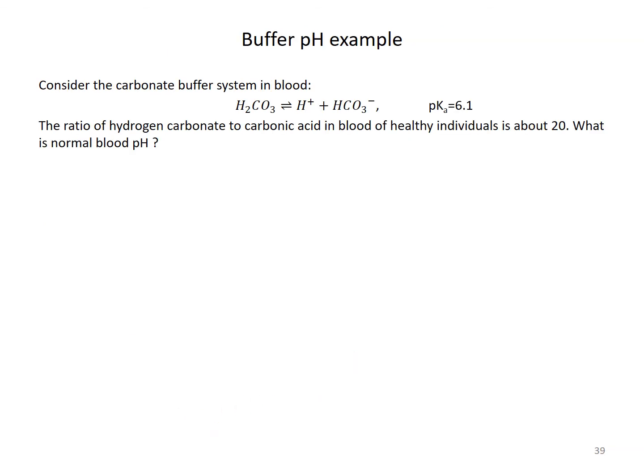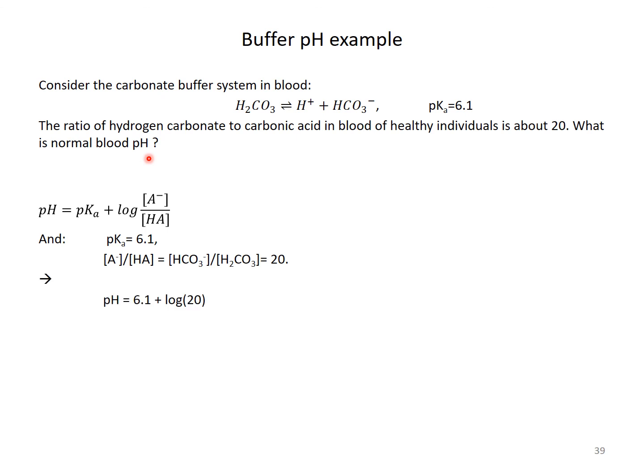Here is an example of the carbonate system in our blood. It is given that the ratio of hydrogen carbonate versus carbonic acid is about 20. Now, what is the normal pH of our blood? Okay, here is the formula. By plugging in all the information, it will give you pH is equal to 6.1, which is the pKa of this system, plus log 20, because we know that the ratio is 20, and that will give you pH is equal to 7.4, which is our physiological pH under normal conditions.